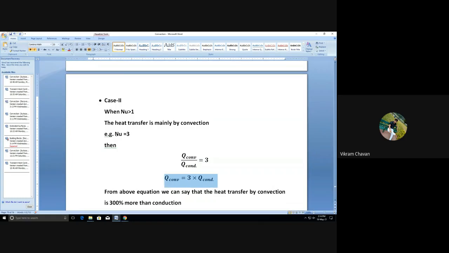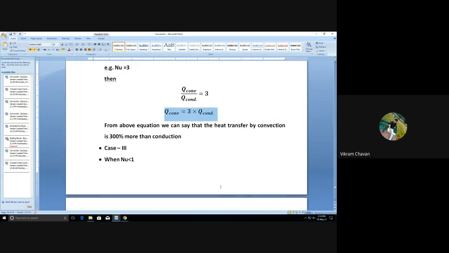So if the Nusselt number value is greater than 1, then the heat transfer in a fluid has happened mainly because of convection. Conduction is there, but most of the heat is transferred because of convection. You'll come to know from this example, if Nusselt number value is greater than 1, that is, we have considered the Nusselt number value as 3, then we get Q convection is equal to 3 times Q conduction, or convection happening 300% more than the conduction.